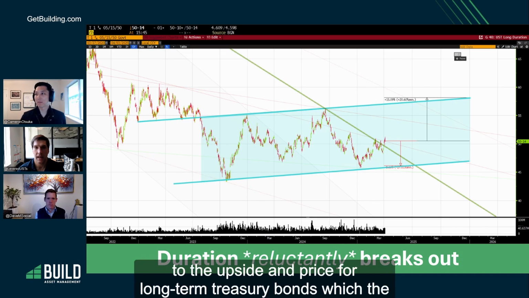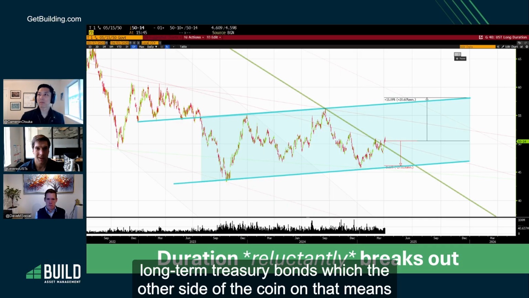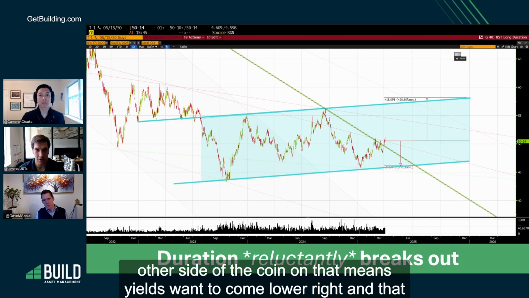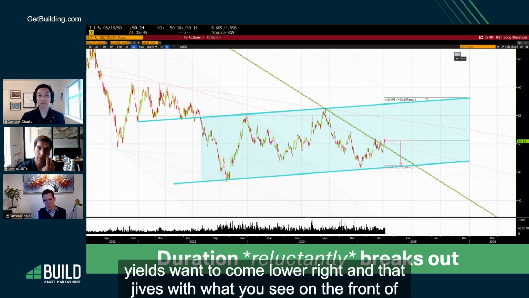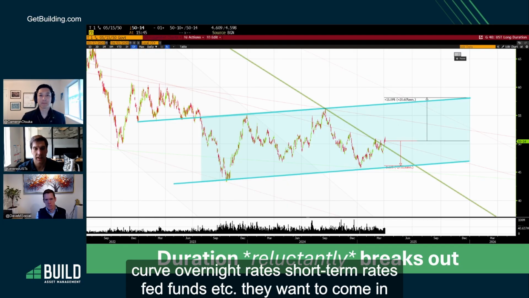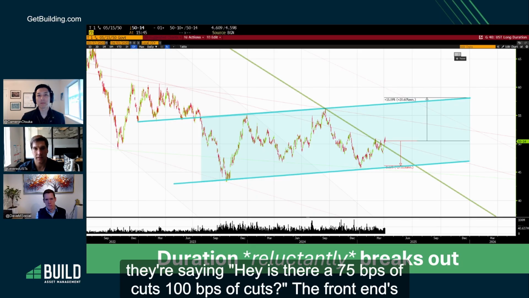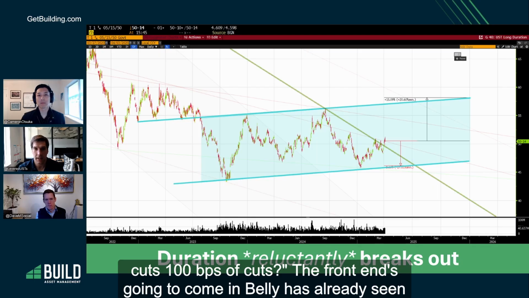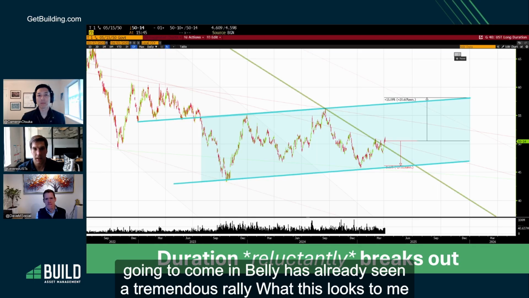But to me, it looks like we've broken to the upside in price for long-term Treasury bonds, which the other side of the coin on that means yields want to come lower, right? And that jives with what you see on the front of the curve. Overnight rates, short-term rates, Fed funds, etc., they want to come in. They're saying, hey, is there 75 bips of cuts, 100 bips of cuts? The front end's going to come in. Belly has already seen a tremendous rally.